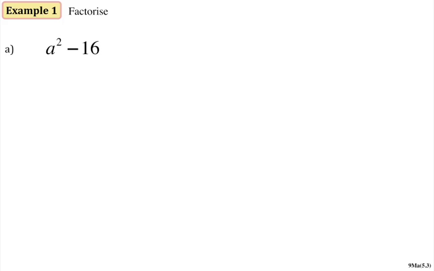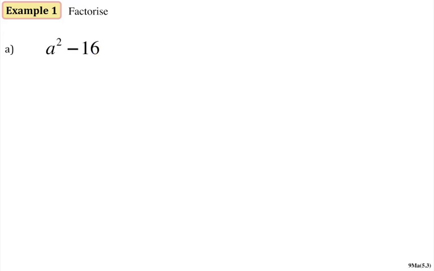Oops, too fast there. Right, let's have a look at our first one. A difference of two squares. Is it a difference of two squares? Yes, it is. There's a minus sign, two terms. That's squared. Is that a perfect square? Yes, it is, because 4 times 4 gives 16. 4 squared is 16. So that can be written as two sets of brackets.